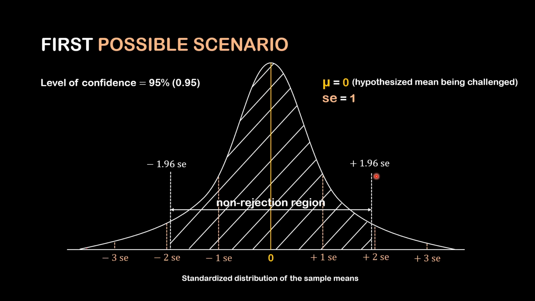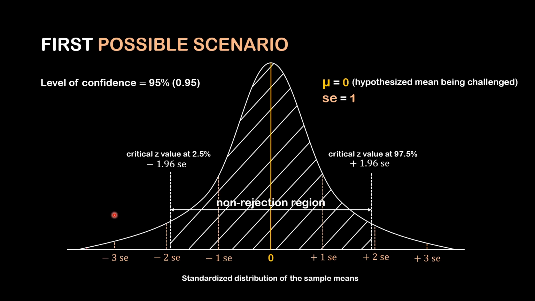The area under the curve in which it is okay for our standardized sample mean to fall without leading us to reject the null hypothesis. And the width of this non-rejection region is defined by the level of confidence. Here we have a 95% confidence level. Sometimes you'll see 90% or 99% confidence levels.